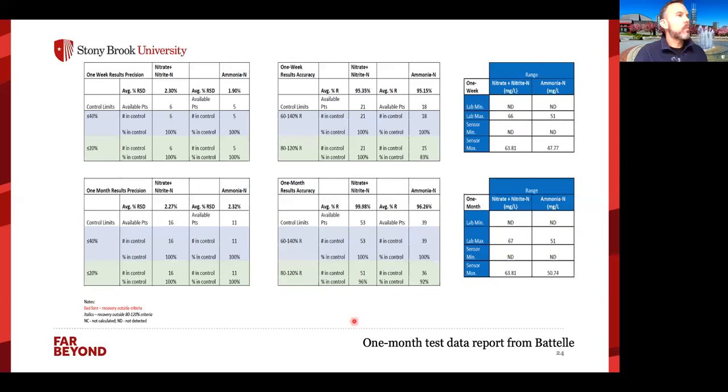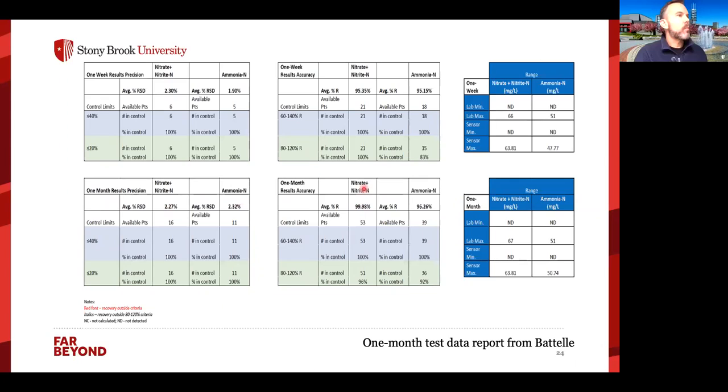So we summarize all the data in this table. Okay, let's take a look at the lower panel, the table. This is the 1 month recovery data. Again, the average precision, RSD, that's relative standard deviation, for both nitrate plus nitrite and ammonium is less than 5%. It's really good. And the recovery, okay, this is the accuracy.